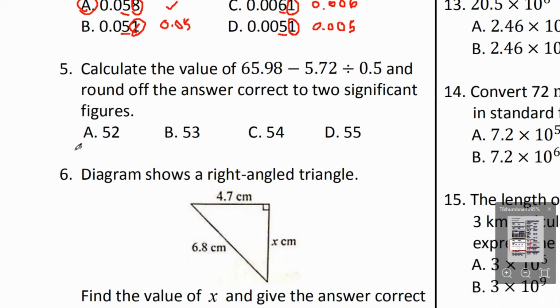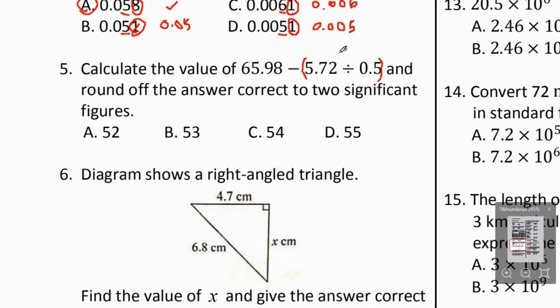Number 5. Calculate the value of 65.98 minus 5.72 divided by 0.5 and round off the answer correct to 2 significant figures. Okay, so you have to use a calculator to calculate the value. But remember to do the division first. Okay, 5.72 divided by 0.5 first. Later, 65.98 minus the number.